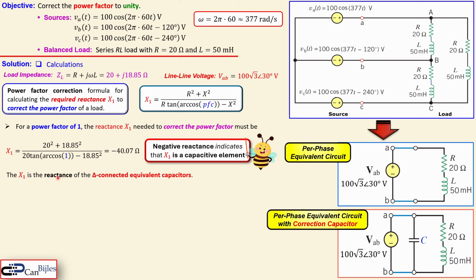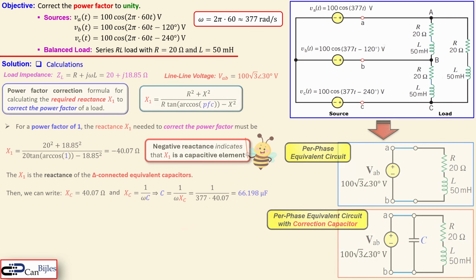So the x1 is a reactance of a delta connected equivalent circuit. Why? Because we have already a delta connected load, and the capacitors are also in the delta configuration. So then we can say the following: the xc, that's the capacitor reactance, will be the absolute value of this x1. Then you get here this, and the capacitor reactance is given by 1 over omega C. So the C is then equal to 1 over omega times xc. Now you know the values here. You also know the omega from our source, and that will give you 66 point almost 2, so 66.2 microfarads.